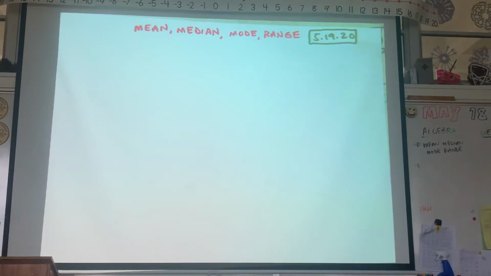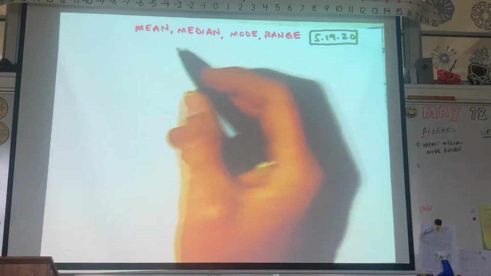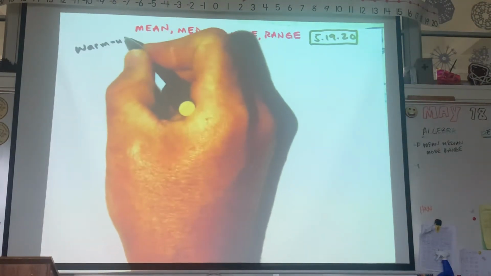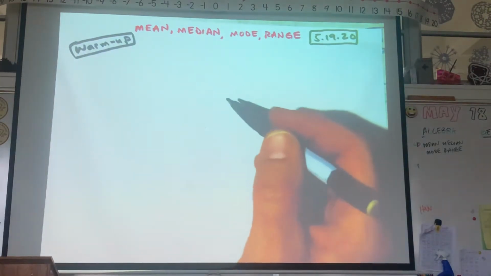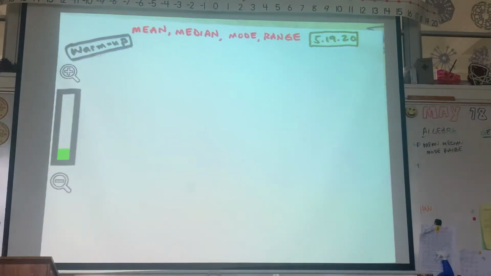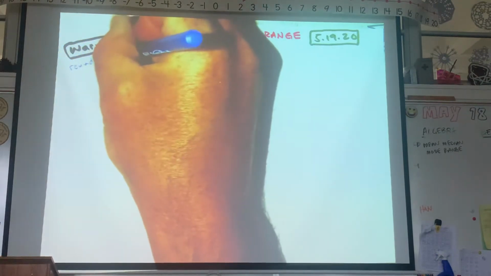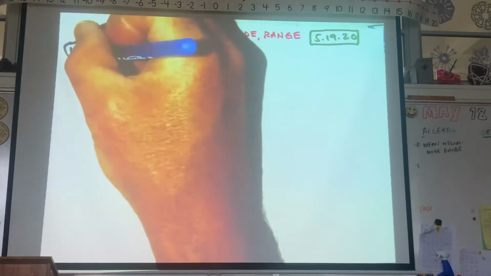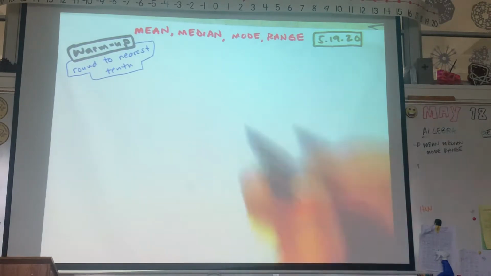Here we go. We're going to do a bit of a warm-up because we're going to go back to rounding. We're going to have to round our answers to the nearest tenth. Warm-up, and my directions here in my warm-up are going to be round these to the nearest tenth. All right, let's do a couple.